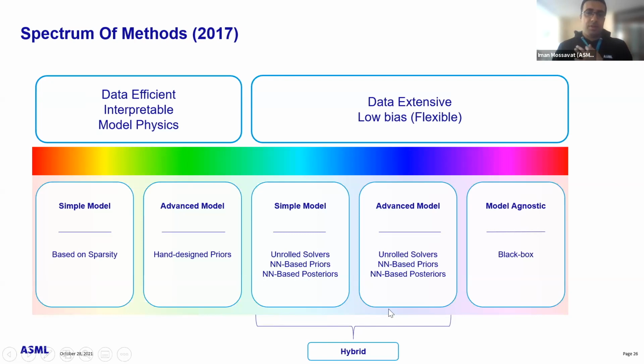So these are the hybrid methods. They have a lot of value because they get the best of both worlds. There is some interpretability in them by design, and they also can take advantage of the data, and then they can get much better gains.